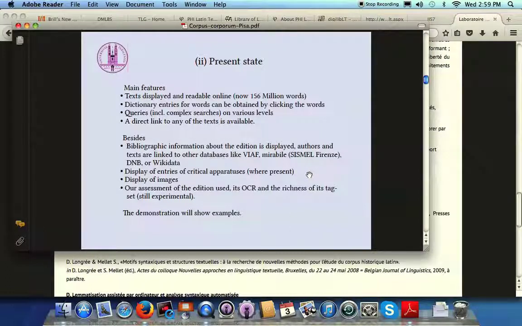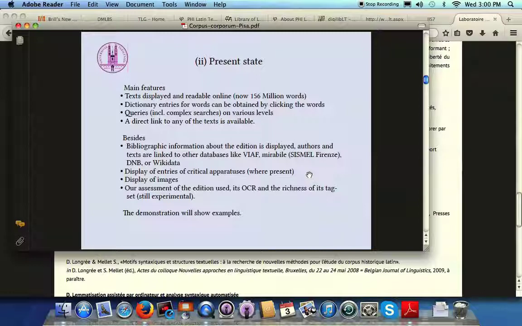So, the main features. We are, at present, the largest Latin text corpus in existence with about 156 million words. By not much difference, it seems that the Library of Latin Texts is around 152 million words at present. So we're about the same size. Then an important feature for reading the texts in our tool is that words can be clicked and you can see dictionary entries in several dictionaries for the word you click. This makes reading much faster, especially if your Latin is not very good. Then, of course, we offer the possibilities for queries, including lemmatized queries and complex searches, which I will show you later on. And we provide a direct link to any of the roughly 8,000 texts we have in the collection today.